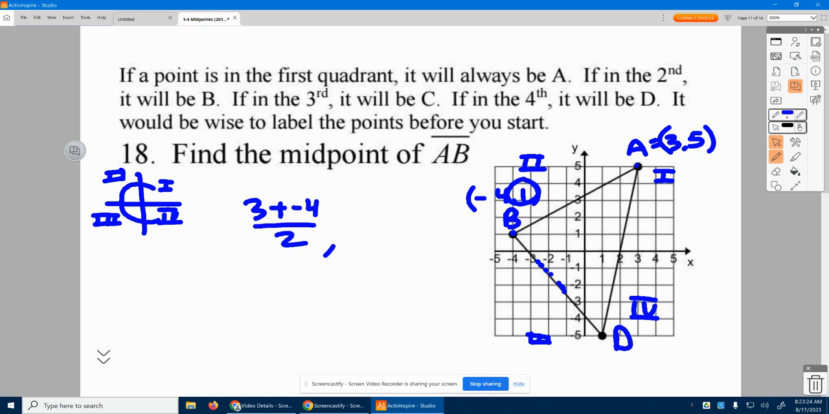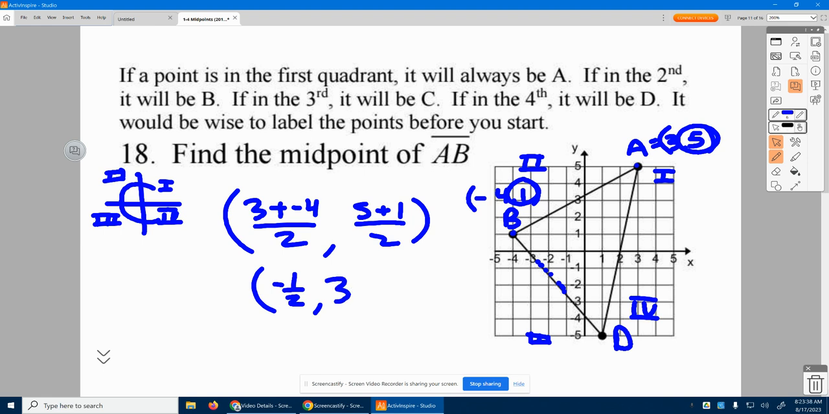Then I'm going to add the y values of these together, 5 and 1, and divide by 2, and I'll have my answer. This is -1 divided by 2, so -1/2, -0.5 if you like. 5 plus 1 is 6. 6 divided by 2 is 3. Boom. There's our midpoint right there. And if we looked at it, if we went over -0.5 and up 3, you'd be right there. And does that not look like the dead center of this line segment? It does.